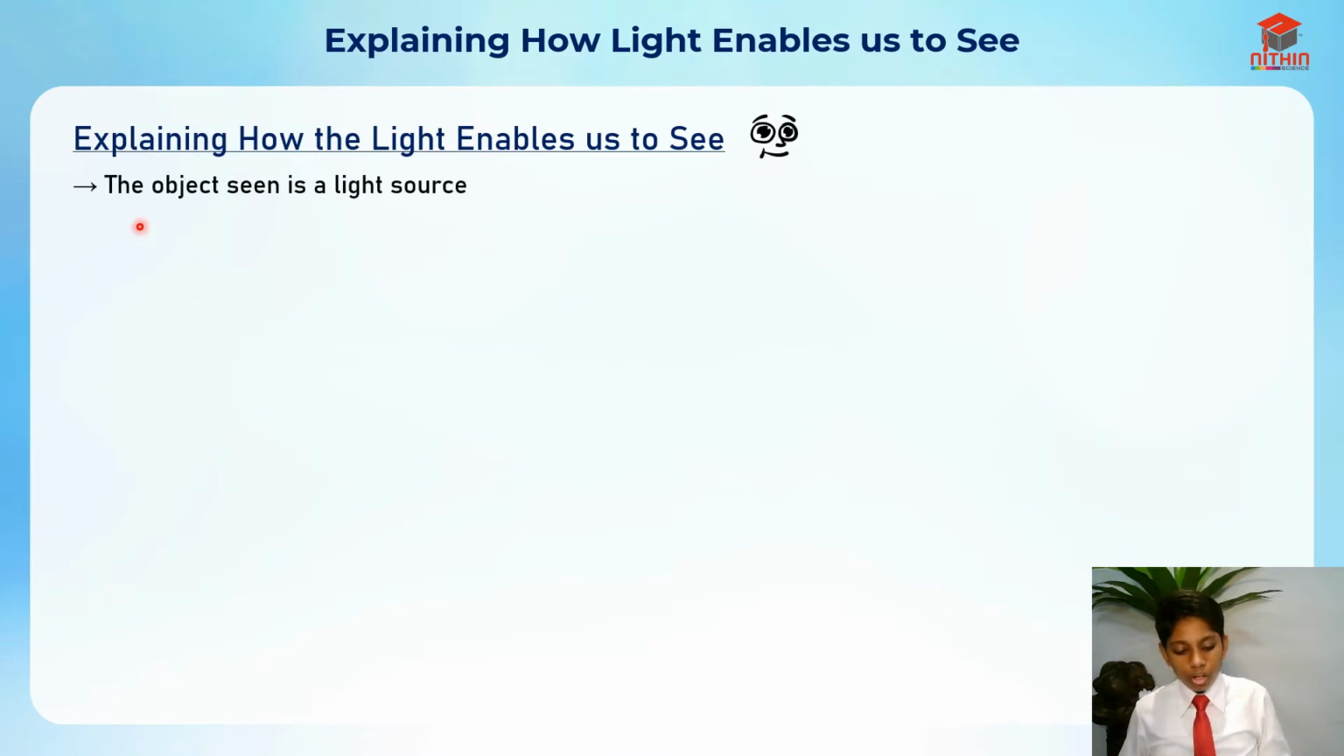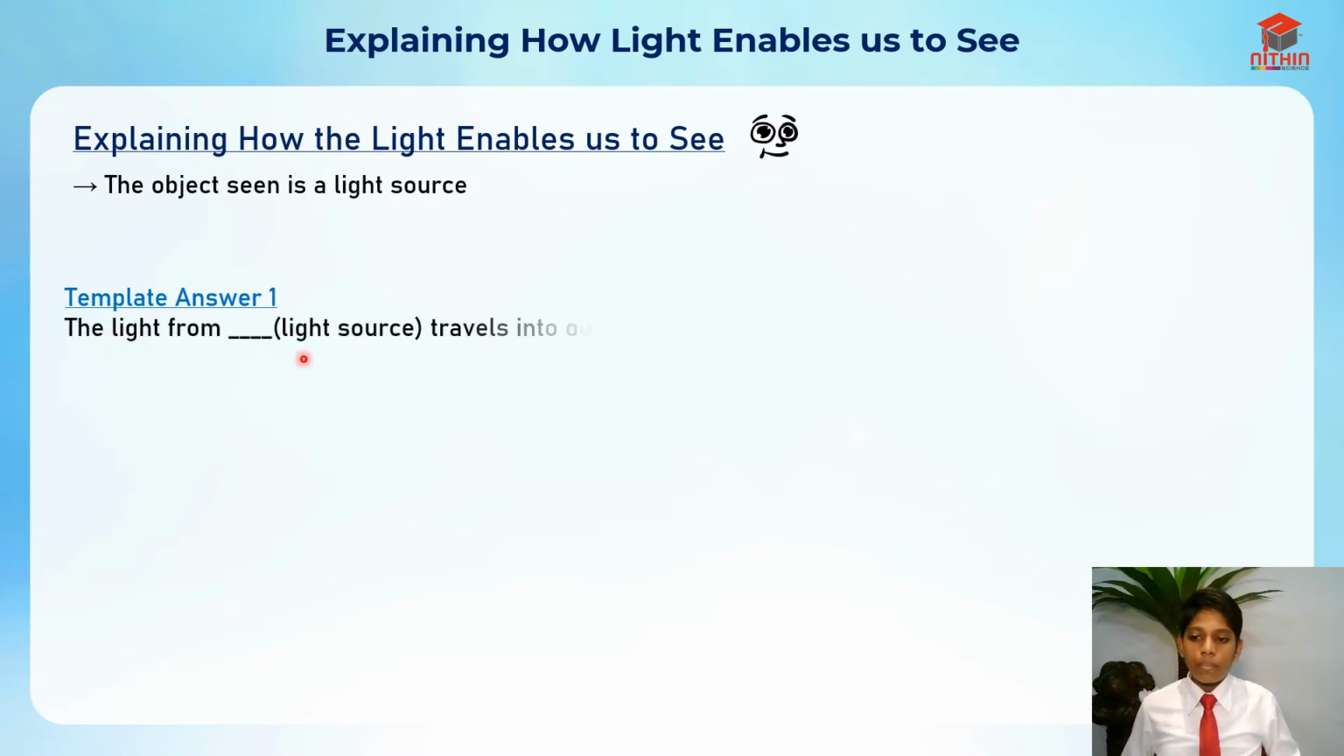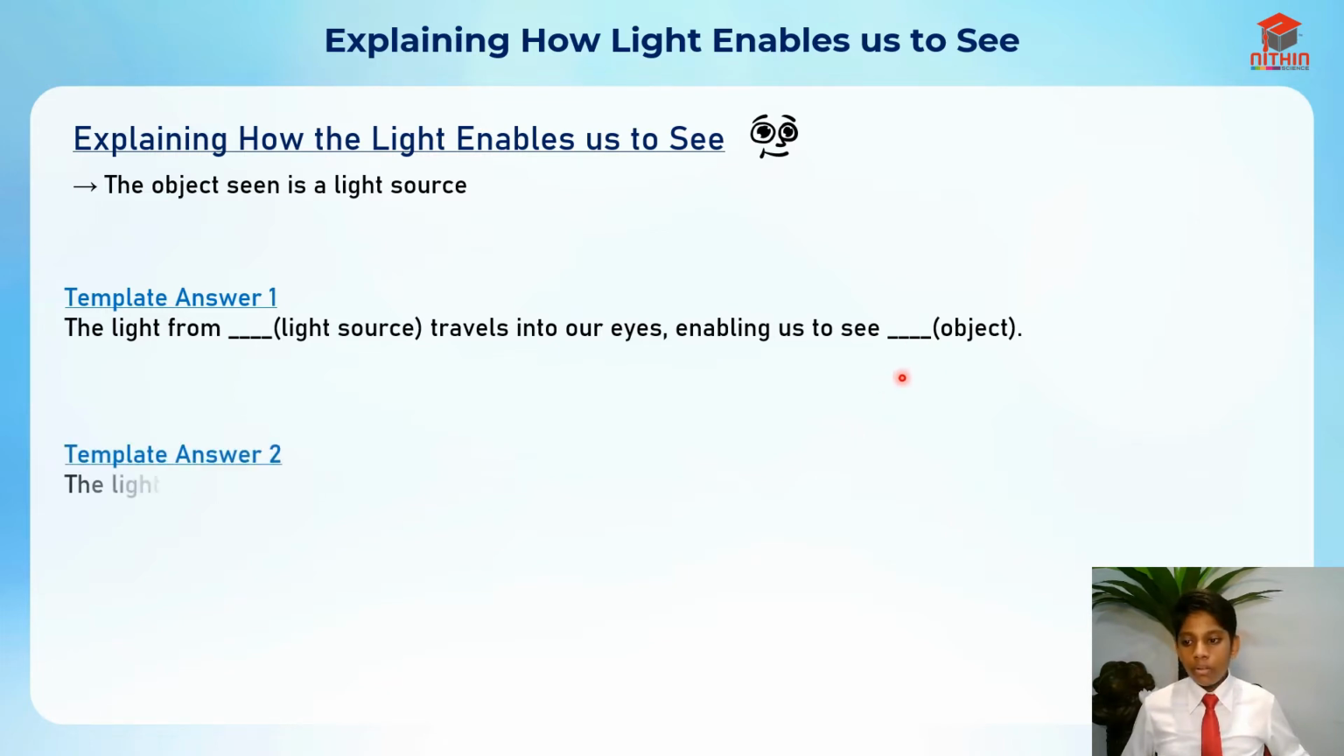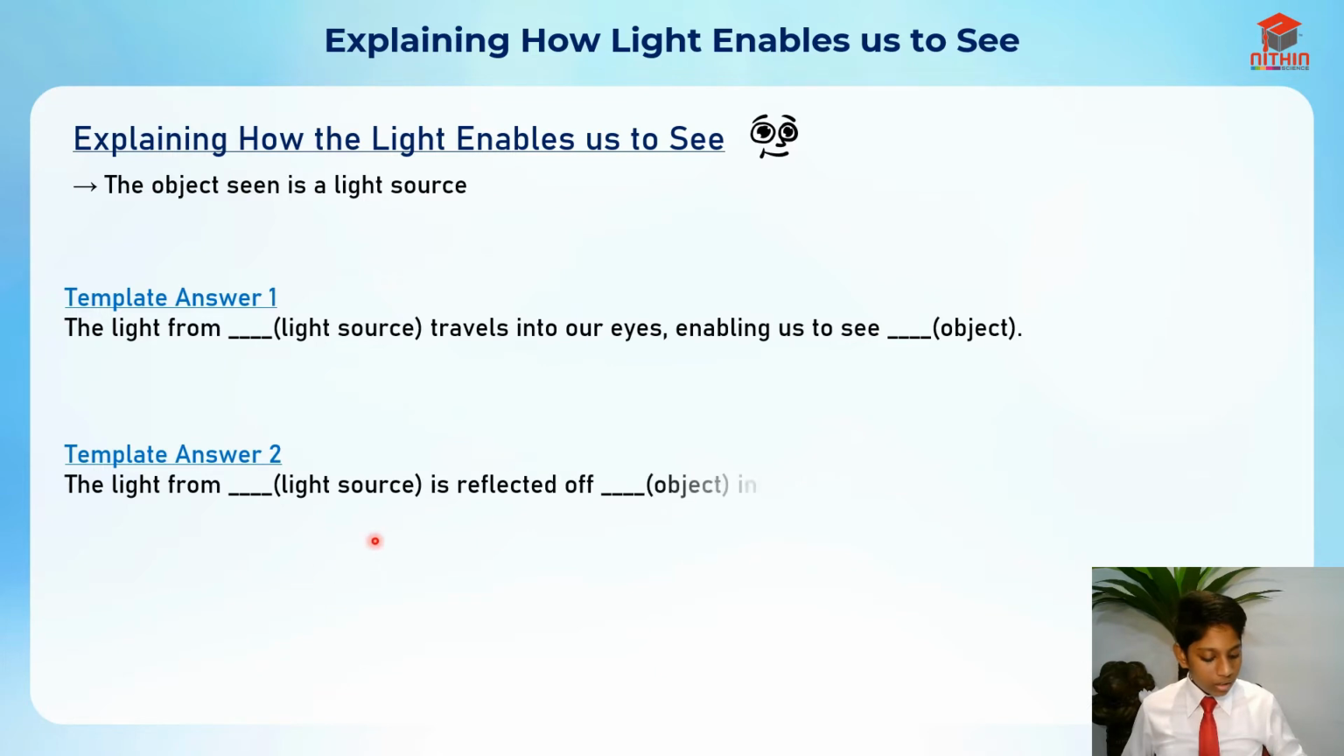The object seen is either a light source, so there are two types. One is that the object seen can be a light source. The template answer for this: the light from the light source travels into our eyes, enabling us to see the object. For template answer 2, the light from the light source is reflected off the object into our eyes, enabling us to see the object.